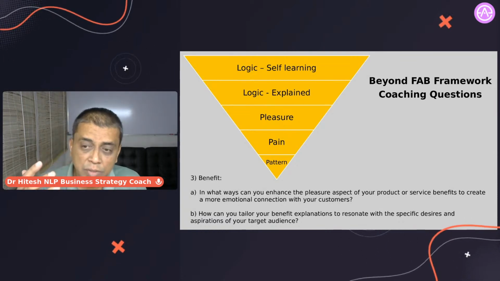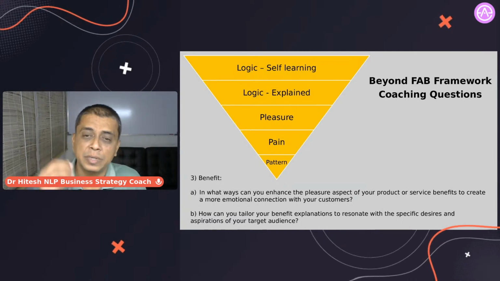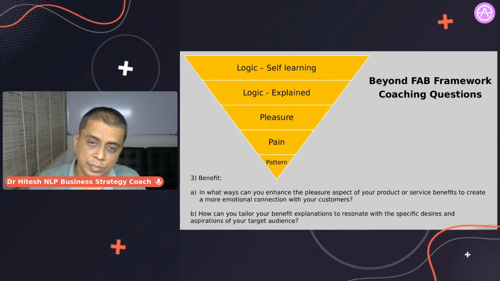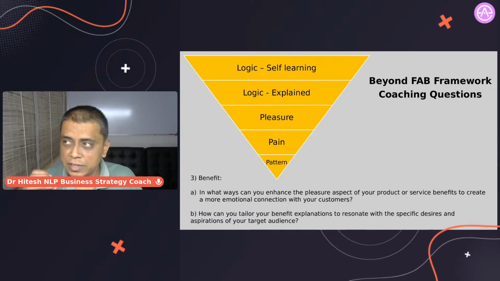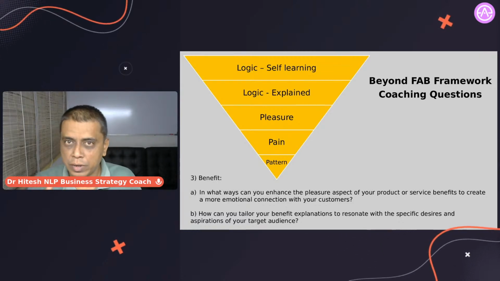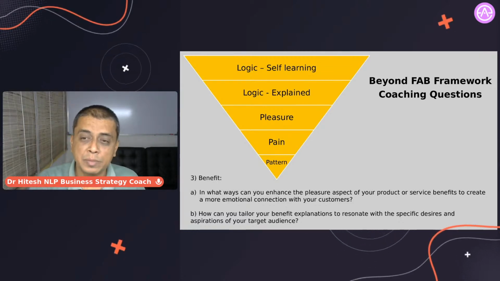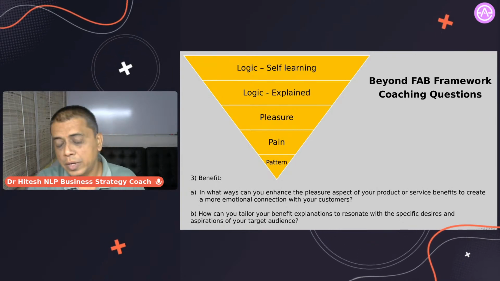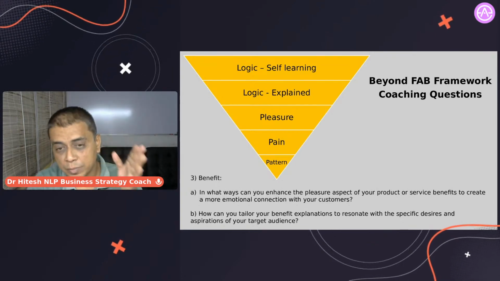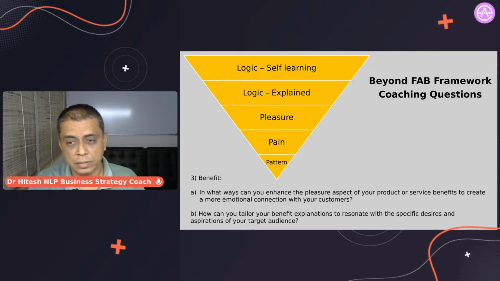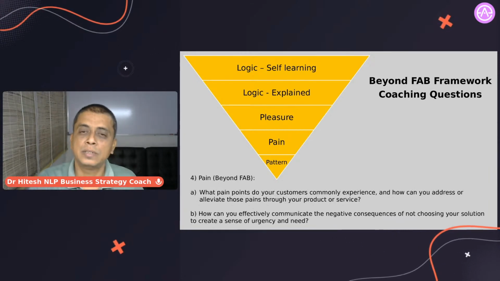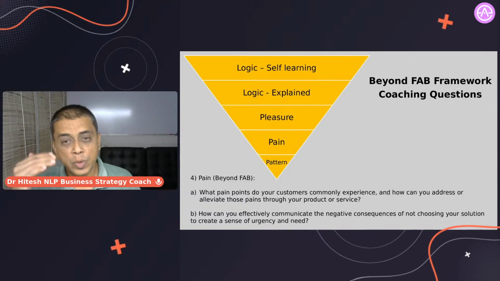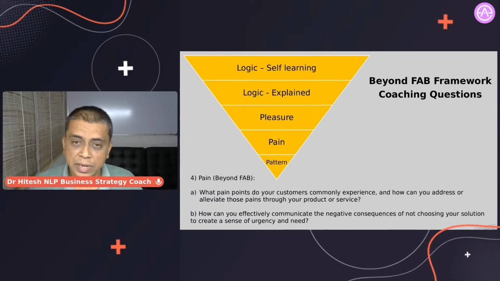Next question: how can you tailor your benefits explanation to resonate with the specific desires and aspirations of your target audience? It's just fine tuning, tailoring your benefit explanation. So you need to understand the desires and aspirations before the presentation. Three answers.